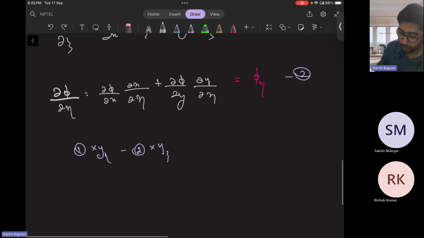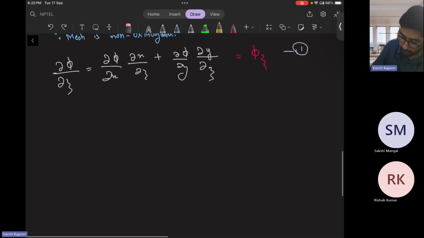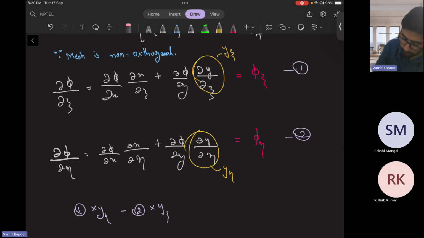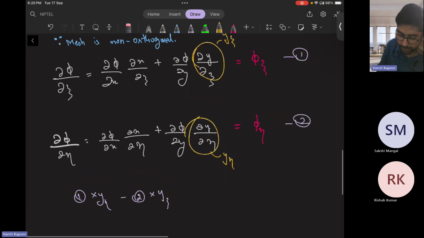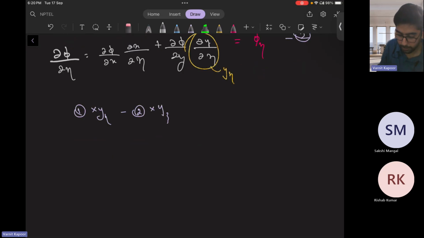I'm trying to eliminate which term? So this is y_η and this is y_ζ. This is y_η and this is y_η. Right? I'm trying to eliminate the second term. Let us see what I'm going to get.